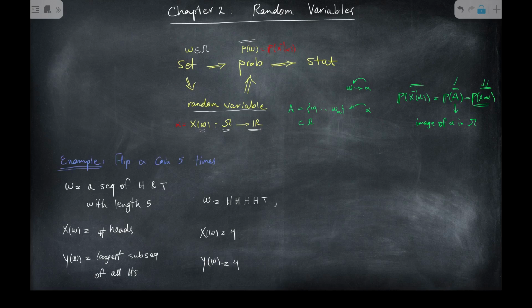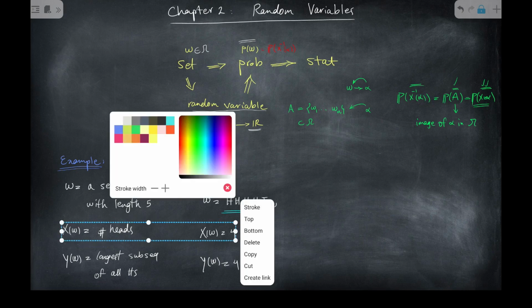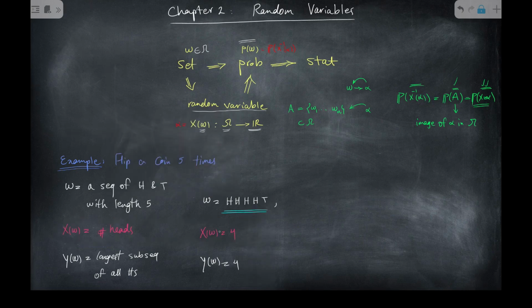Next, we have an example. We flip a coin 5 times, and each member of the sample space is a string like this. It's a sequence of H and T, heads or tails. And we define two mappings for this sequence. For example, the first one is the number of heads. So for this omega, the number of heads is 4.